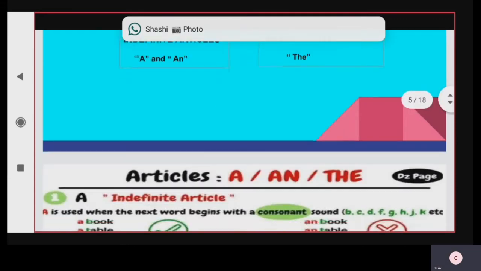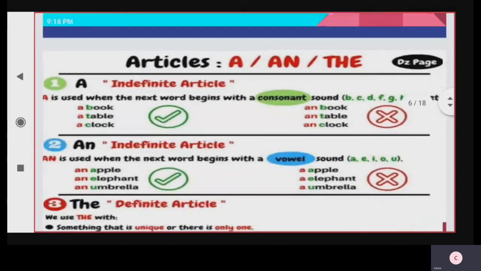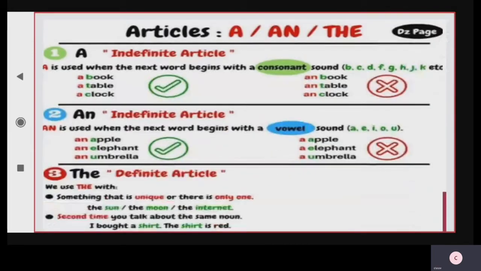A, as it is known, it is an indefinite article. A is used when the next word begins with a consonant sound. It means we use a before a word that begins with a consonant sound. For example, a book, but not an book. A table, but not an table. A clock, but not an clock.